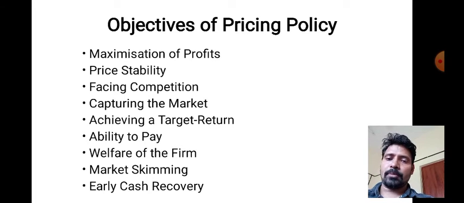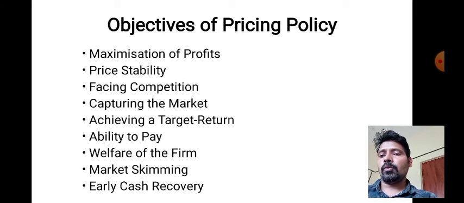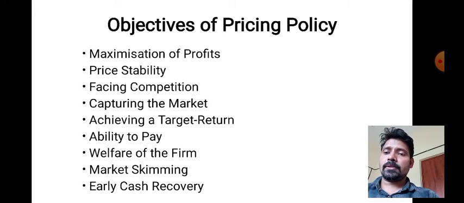Third one is facing competition. Competition is always in the market, so we have to identify what type of competition it is. Usually we face imperfect competition in the market. In that case, facing competition is inevitable. Therefore, in order to avoid competitors gaining control over our products or competing with them, we have to set a competitive price with low cost of production and a fair price. So facing competition is the third objective of pricing policy in order to gain market share.